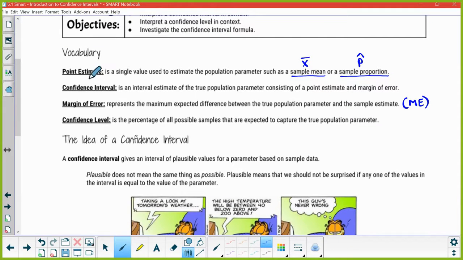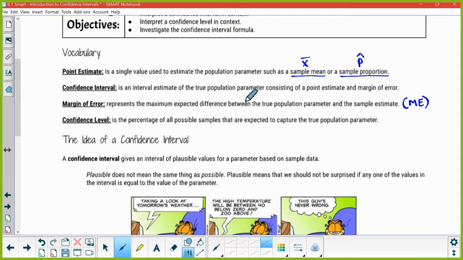We build a confidence interval around something we call a point estimate, and that's just a value used to estimate the population parameter. And we're going to get that from a sample. So it's either going to be a sample mean, an X bar, or it's going to be a sample proportion. That's going to be the center of our confidence interval. Confidence intervals are built on samples.